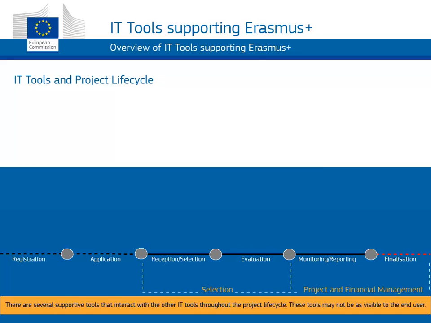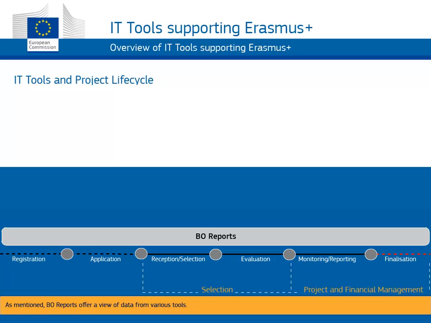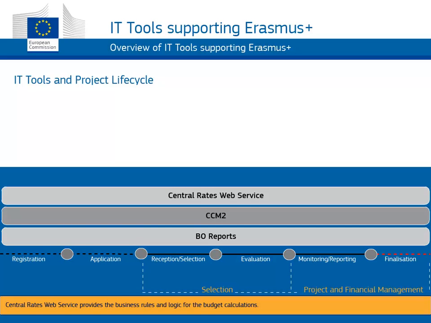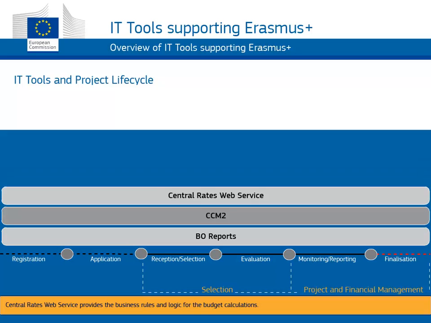There are several supportive tools that interact with the other IT tools throughout the project life cycle. These tools may not be as visible to the end user. As mentioned, BO reports offer a view of data from various tools. CCM2, which stands for the Call and Codes Management, version 2, is used to manage the reference data that must be common across all tools. Central Rates Web Service provides the business rules and logic for the budget calculations.